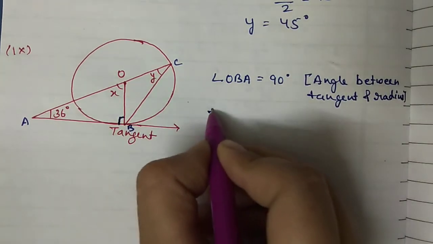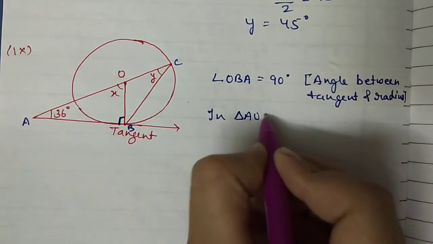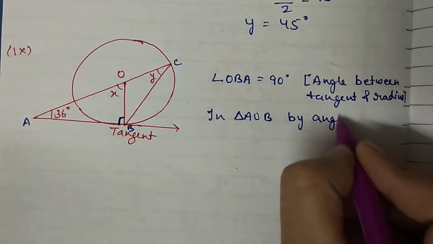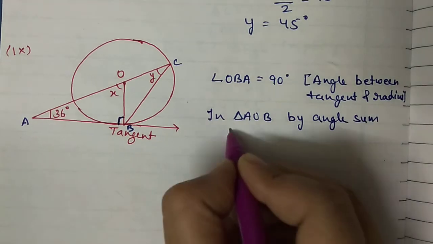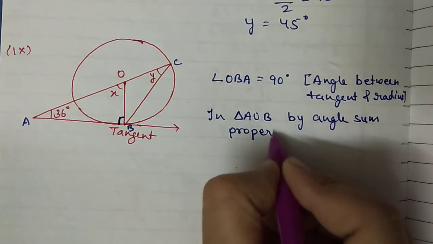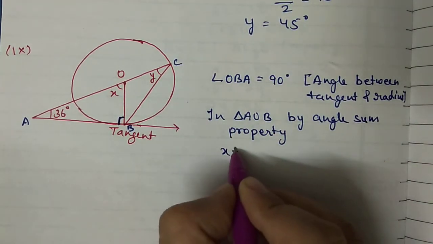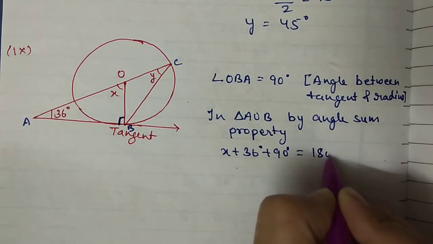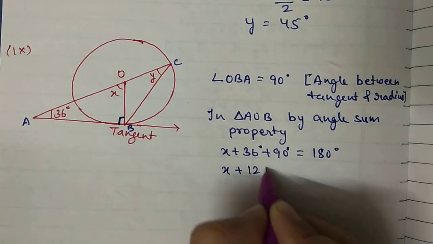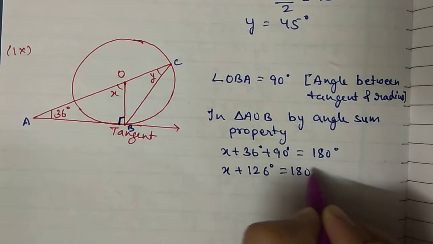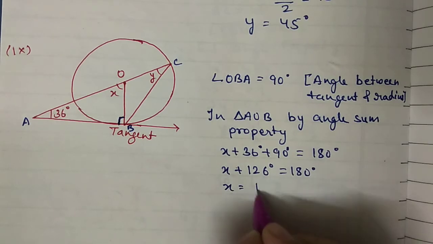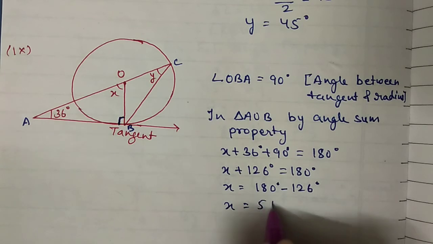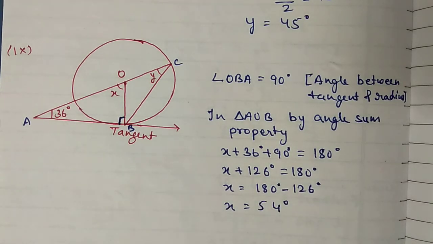Now in this triangle, in triangle AOB, we can use angle sum property. By angle sum property, x plus 36 plus 90 is equal to 180 degrees. So x plus 126 is equal to 180. Shift 126 to the other side. So 180 minus 126 you will get 54 degrees. So the value of x is 54 degrees.